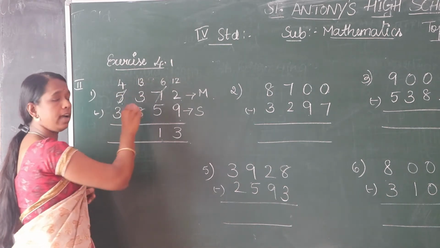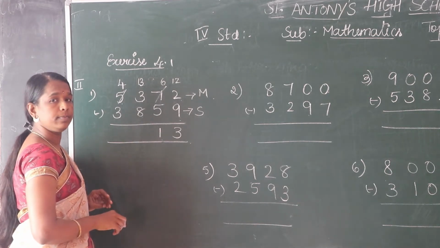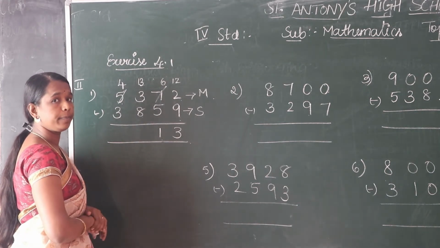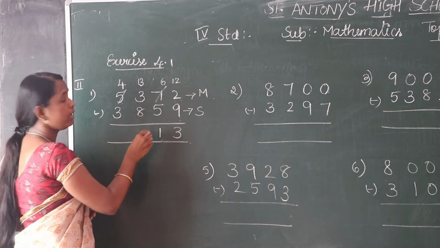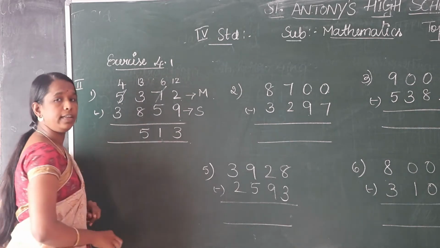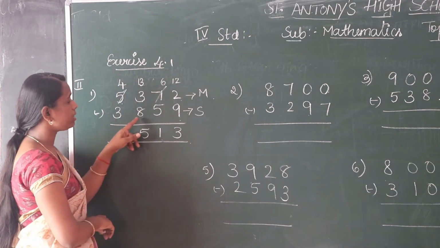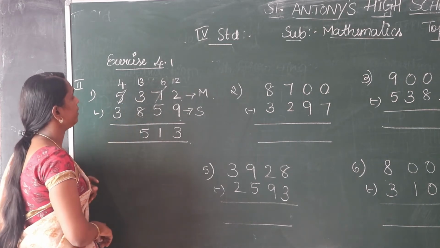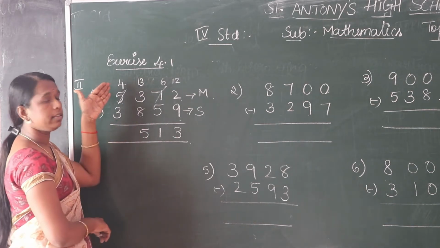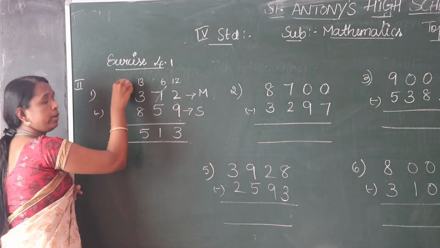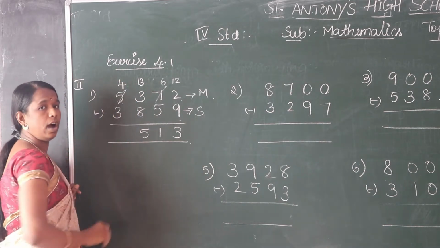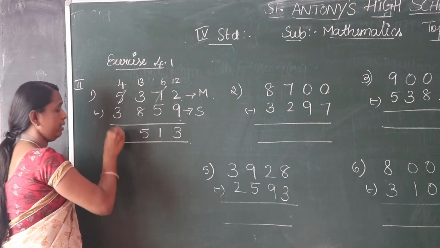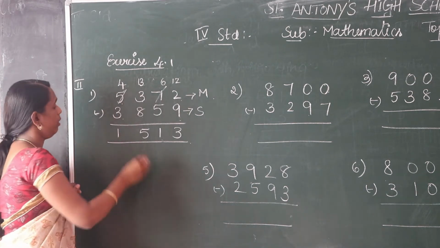13 minus 8, how much? How much, children? Answer is 5. 13 minus 8, 5. See here in the 10,000 place, 4 is there. 4 minus 3, how much? 1. 4 minus 3, 1.